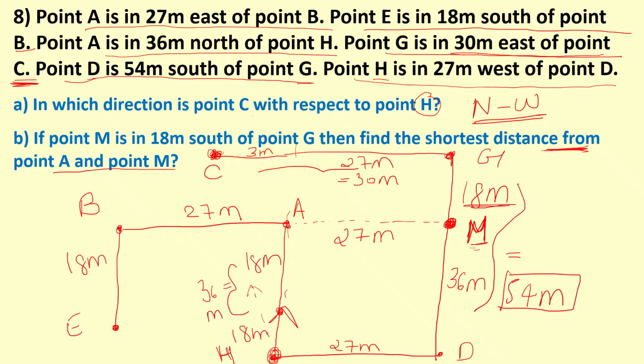Now, what is the shortest distance from point A to point M? It is nothing but 27 meter because this is 27 meter. So, a rectangle is formed, and opposite sides are equal in a rectangle. So this will be also 27 meter. So the answer for the second question will be 27 meter. Okay. Understood this? Okay.